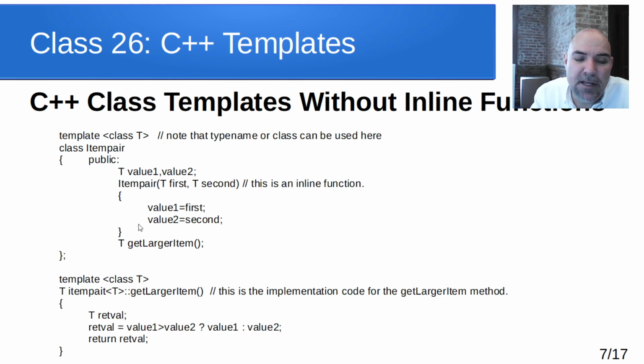Notice we could make other things. So here's an example where we have the inline function for the constructor, and here's a function that's declared elsewhere, T get larger item. So this is like the function prototype for this get larger item function that we have down here.